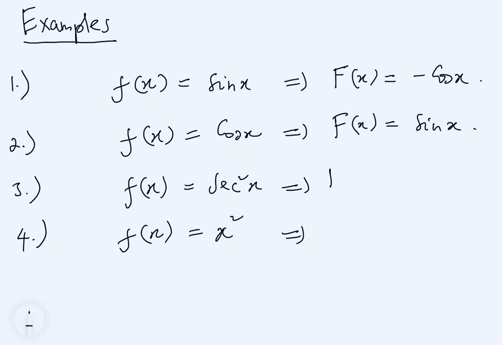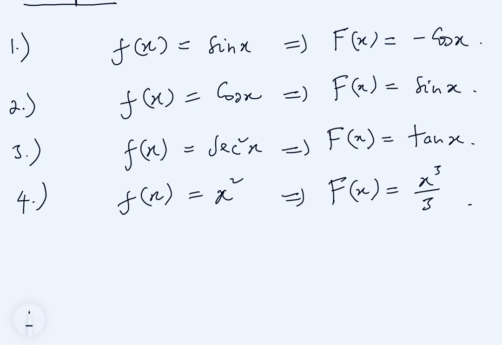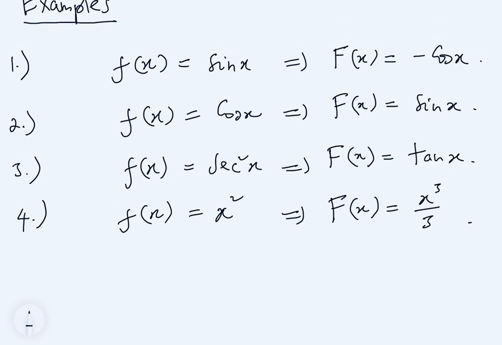Example 3, the antiderivative in this case will be tan x, because when you differentiate tan x, you get sec squared x. And in example 4, the antiderivative will be x to the power 3 over 3. If you differentiate x to the power 3 over 3, you get x squared. So those are just simple examples of antiderivatives.